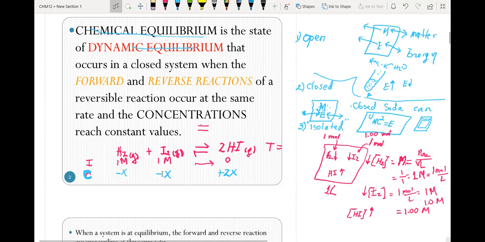Remember, the sign depends on the direction. If you are going in this direction, this is being consumed to make this. So being consumed is negative, being formed is positive. The change depends on the stoichiometric coefficient. X is a number, the change during the process, and we can find it. There are mathematical ways to find that out. So what happens next? The next is the equilibrium. We are going to write here E for equilibrium.